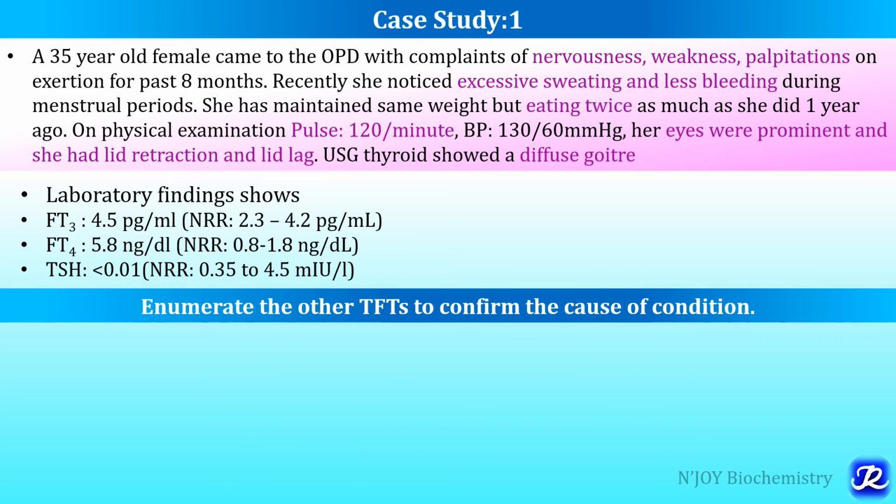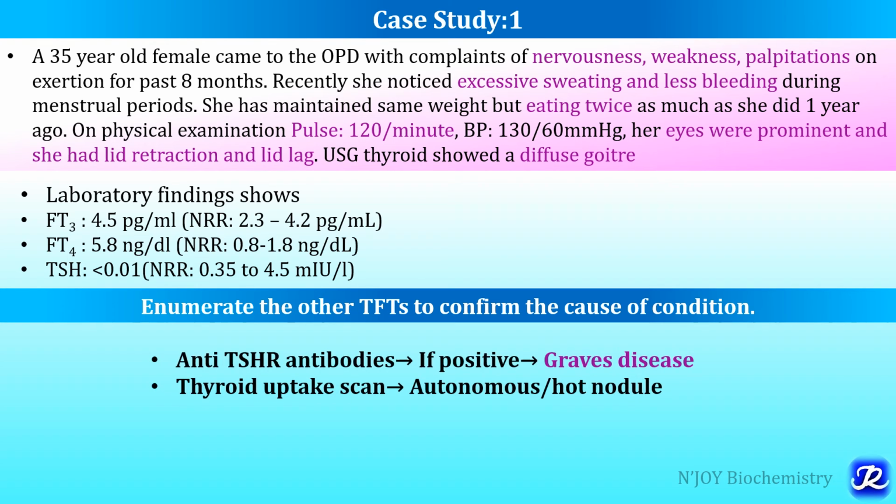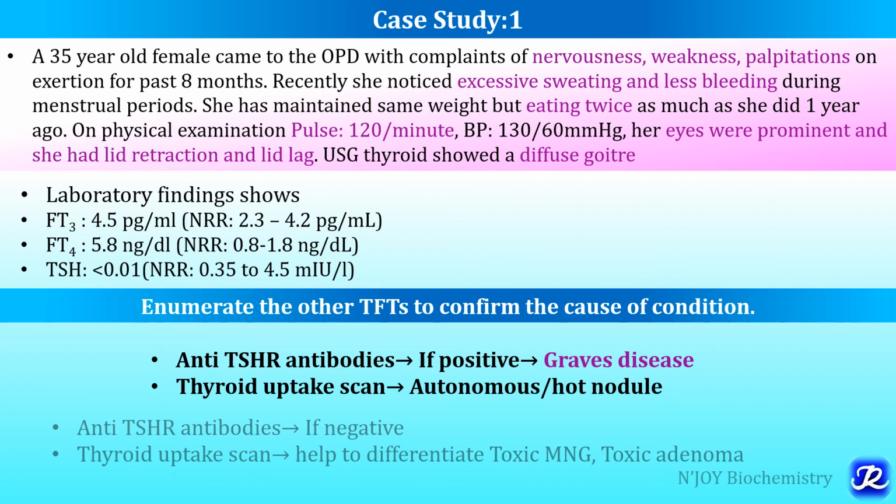Enumerate other thyroid function tests to confirm the cause of condition. We know that most common cause of primary hyperthyroidism is Graves' disease. So to confirm the diagnosis of Graves' disease, we have to estimate antibody level. So we have to go for anti-thyroid stimulating hormone receptor antibodies, and if it is positive, it indicates Graves' disease. Thyroid uptake can also be done, and it will show autonomous or hot nodule. And if this antibody test is negative, then thyroid uptake scan will help to differentiate between toxic multinodular goiter and toxic adenoma.